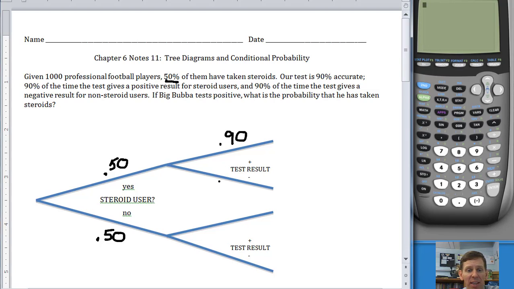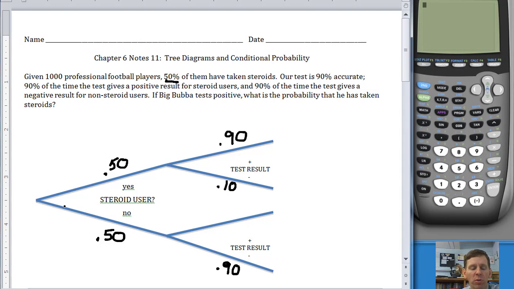Of course, that's going to mean that 10% of the time, if you're a user, the test is going to give you a negative result. So if you're a steroid user, you're probably hoping the test result is negative. On the other hand, 90% of the time, the test gives a negative result for non-steroid users. So we would expect somebody not on steroids that the test should come back negative, as no, they're not taking steroids. That's kind of what you want. If you're not on steroids, the hope would be that the test agrees with that.